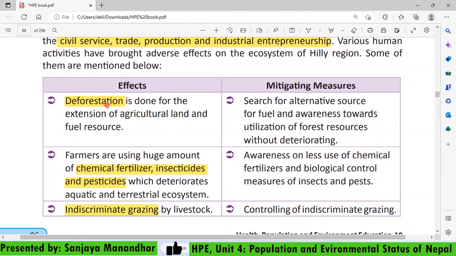Same as mountain region, it also has a deforestation problem. Look, why is deforestation done in hilly region? For fuel resource and for extension of agriculture land, deforestation is done. And for that, what is the mitigating measure? Search for alternative sources for fuel and awareness towards utilization of forest resources without deteriorating. Correct utilization of the forest resource without depleting or destroying them, for the future generation. An alternative source of fuel can be found and awareness can be created.